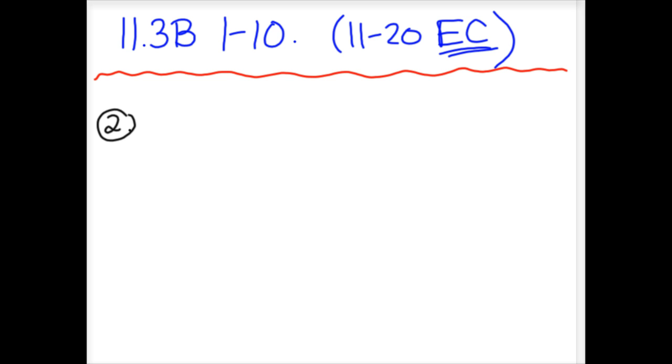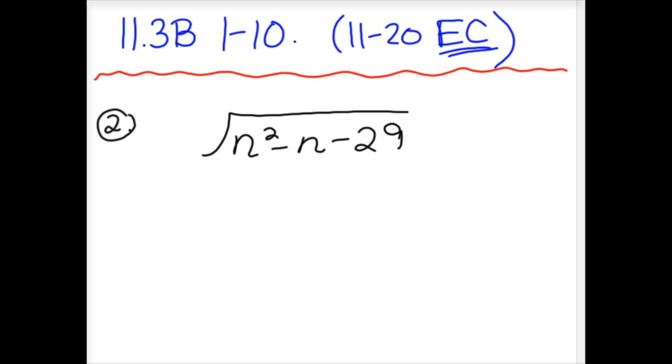We're taking n squared minus n minus 29. So let's go put down our division bar. N squared minus n minus 29, and we're dividing it by n minus 6. It's going to take a couple of these to work the process out.